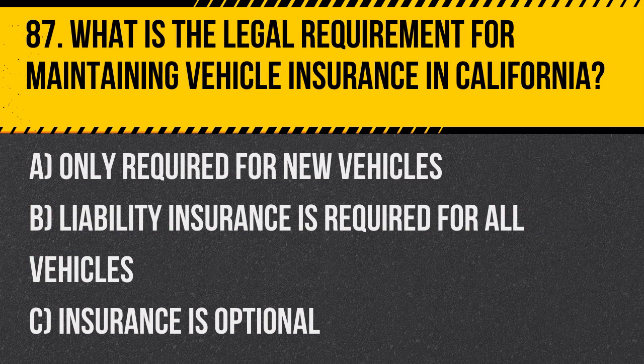Question 87. What is the legal requirement for maintaining vehicle insurance in California? A. Only required for new vehicles. B. Liability insurance is required for all vehicles. C. Insurance is optional. Answer: B. Liability insurance is required for all vehicles. This is mandatory to cover damages in case of an accident.